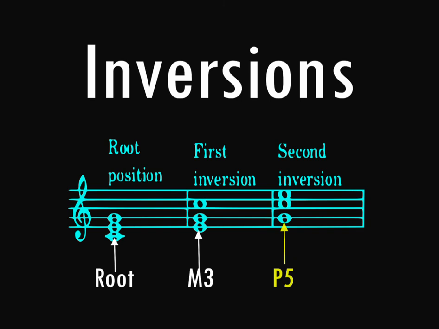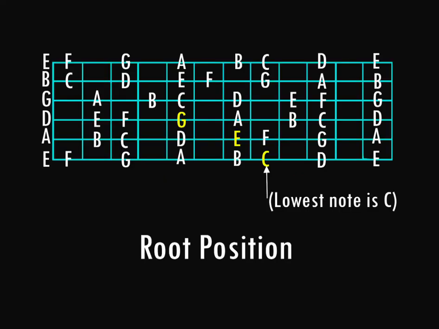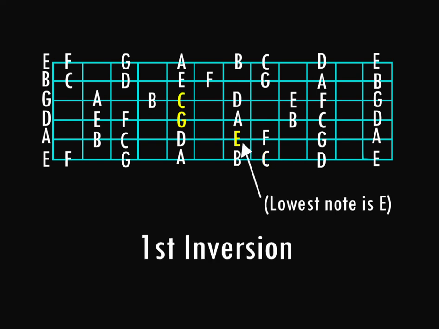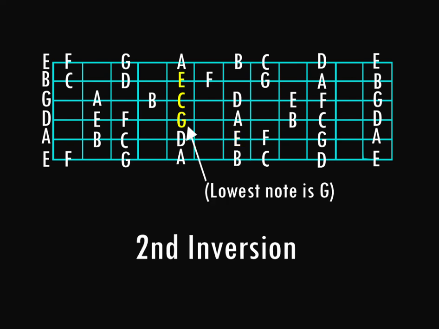I will show you 3 different C major triads. Here's a standard C major triad in root position. See how the lowest note in it is a C. Here is a triad using the first inversion. Notice that the lowest note in it is an E, which is the major third. And here is a triad that has a G in the bass. This is a second inversion because our perfect 5th, G, is in the bass.